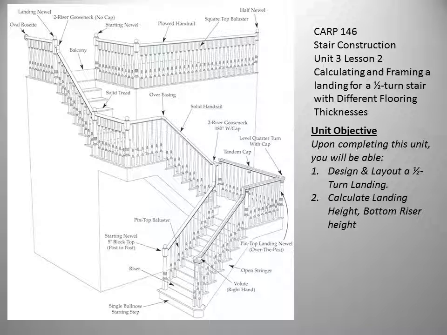Stair Construction Unit 3, Lesson 2, Calculating and Framing a Landing with a Half-Turn Stair with Different Flooring Thicknesses. Upon completing this unit, you will be able to design and lay out a half-turn landing and calculate the landing height and the bottom riser heights for both the upper and lower stringers.